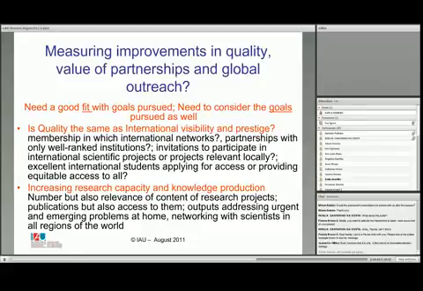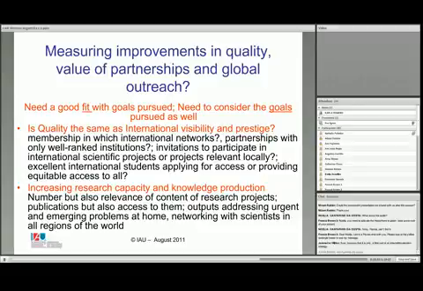Do we accept invitations to participate in international scientific projects because they are international, or do we select them because they're relevant for our local purposes? Do we only seek excellent international students applying for access, or is part of our strategy to provide access to as many and as wide a grouping of students as possible? So indicators and measurements need to go along with those purposes and objectives that we've set out.